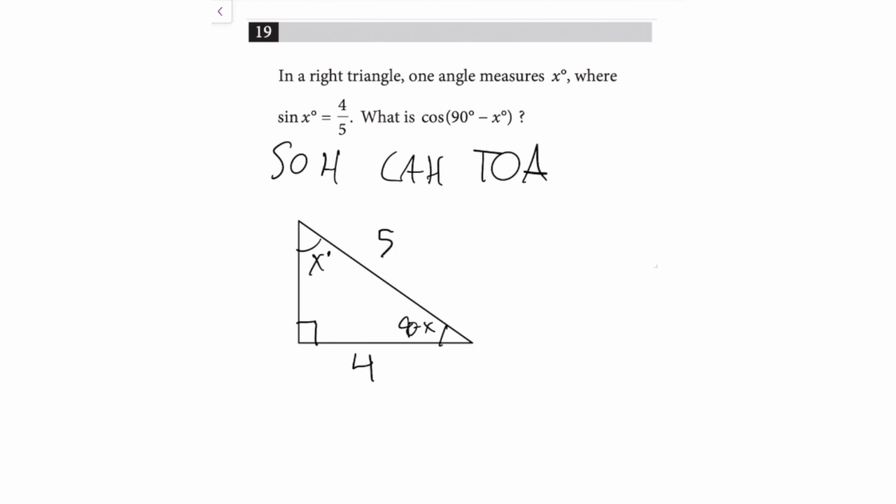Now you can kind of tell this is going to be a 3, 4, 5 special right triangle, but that's not even necessary here. What is necessary is if we take the cosine of 90 minus x, which is going to be this angle, it's going to be the adjacent, which is this one, over the hypotenuse, which is going to be the exact same thing as 4/5. So I know my answer is 4/5, and that's how to do number 19.